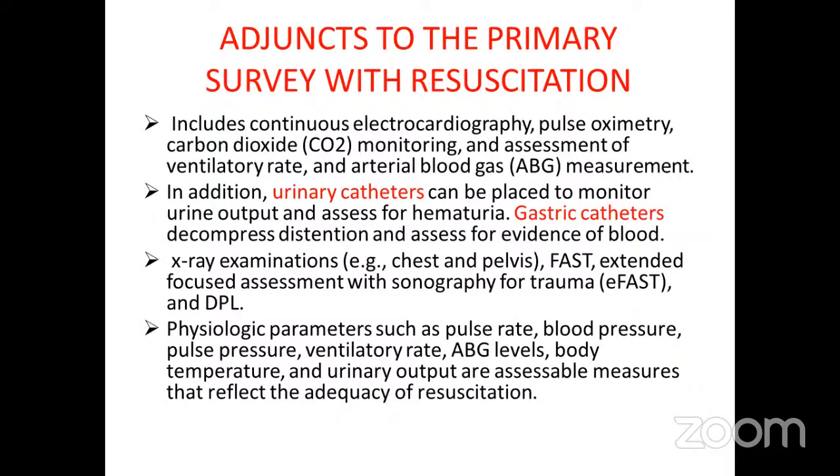And after airway, breathing, circulation, disability, and exposure, what are the adjuncts you have for your primary survey? That is, at hand, you need to have CO2 monitoring, pulse oximetry, ECG, your ABG, and urinary and gastric catheters to assess the urine output and hematuria, and gastric catheters for stomach decompression, and X-rays like chest and pelvis, ultrasound, and the diagnostic peritoneal lavage. And you should be assessing your physiological parameters like the pulse rate, blood pressure, ventilator rate, ABG levels, and the temperature with urine output. These all reflect the adequacy of your resuscitation.